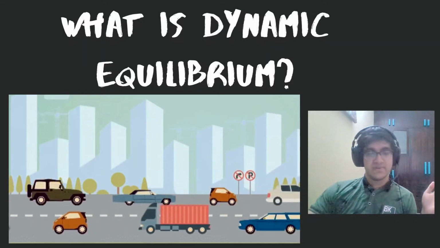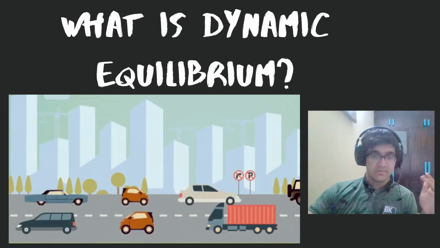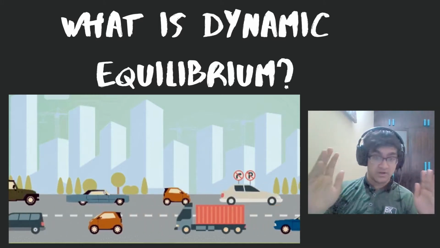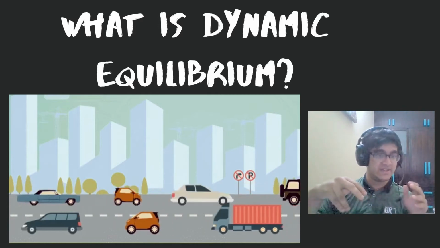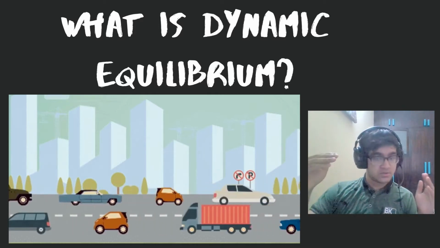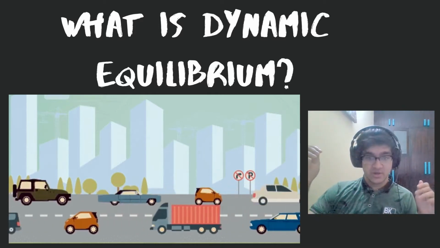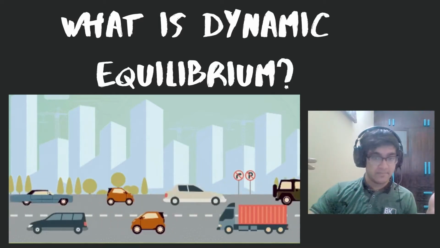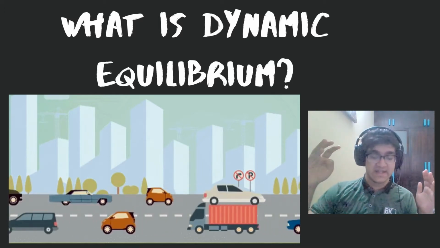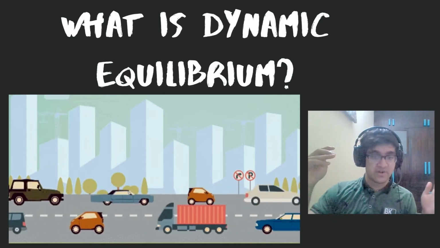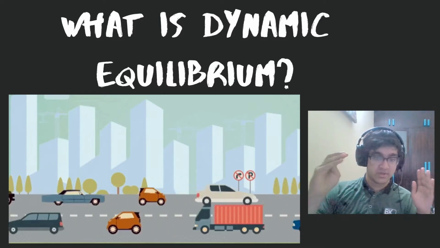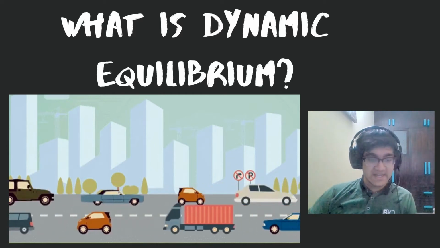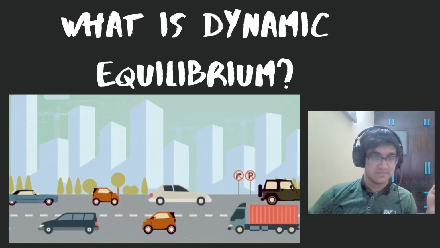So, how can we define dynamic equilibrium? Well, imagine you're looking at just one part of the highway, like you see in the picture here, and cars are constantly coming in and out. But you realize that the total number of cars coming in and going out are the same. So you see that there's no change in the total number of cars if you just stop the moving picture for 1 second and count the cars. So that's exactly how dynamic equilibrium is.